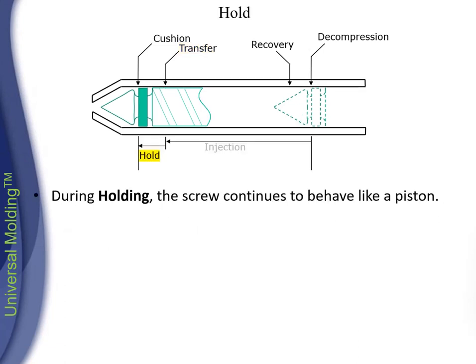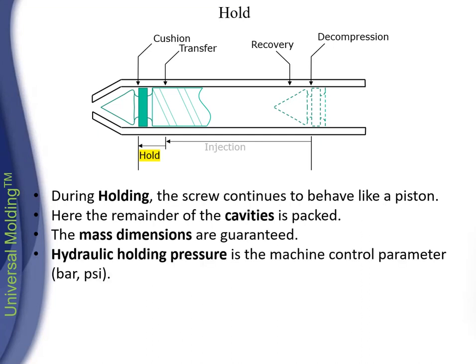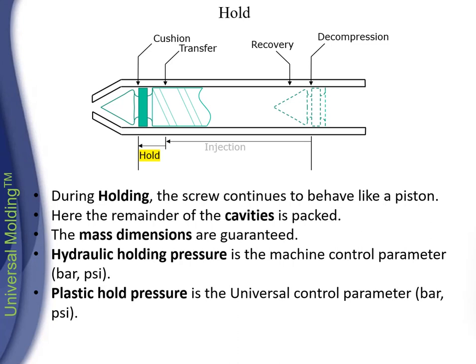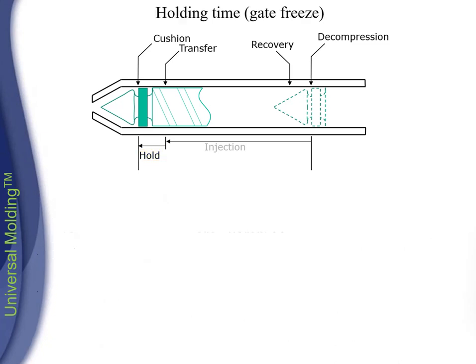Hold. During holding, the screw continues to behave like a piston. Here, the remainder of the cavities is packed. The mass dimensions are guaranteed. Hydraulic holding pressure is the machine control parameter. Plastic hold pressure is the universal control parameter. Screw speed is slow and should not be controlled because it is a result of controlling the pressure.